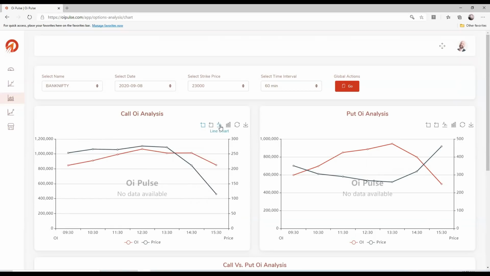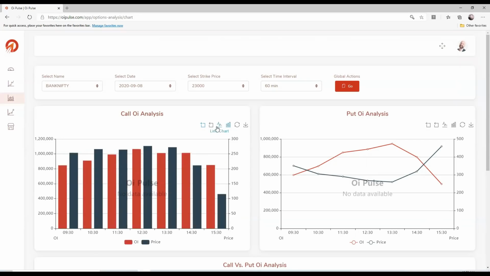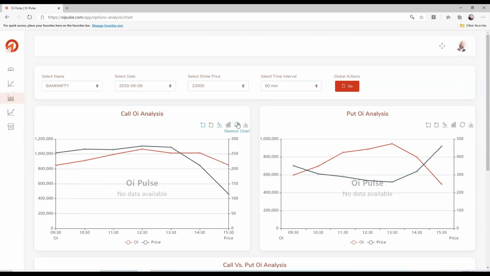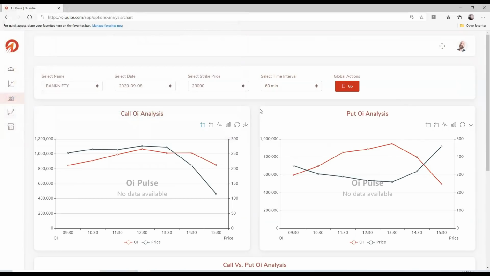And here again, we have given a line chart for the people who use line, and you can also use the bar chart in case you wanted to see it in bars. The next one is you can restore the chart to the normal size. And some of you wanted to save the image. All you need to do is click on that and you will be able to save the image as well. So this is the call OI analysis and put OI analysis of a particular strike, and you should be able to see the other data as well.